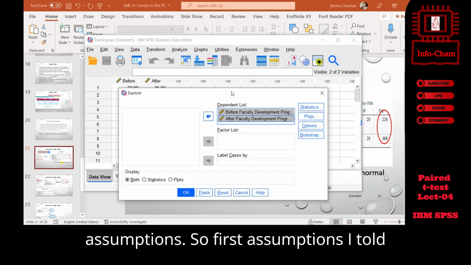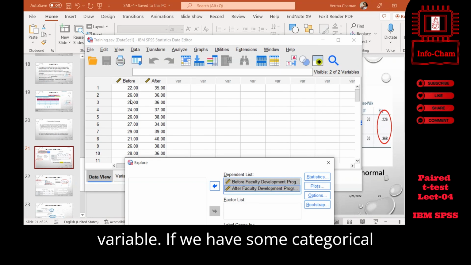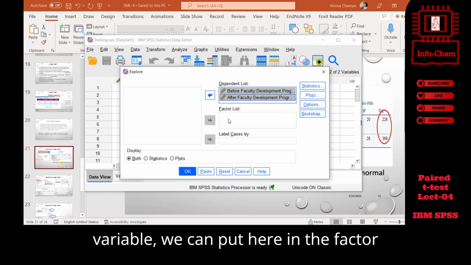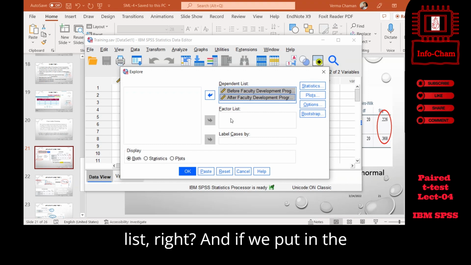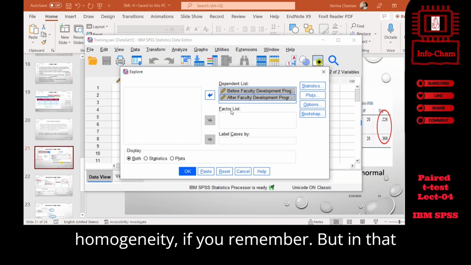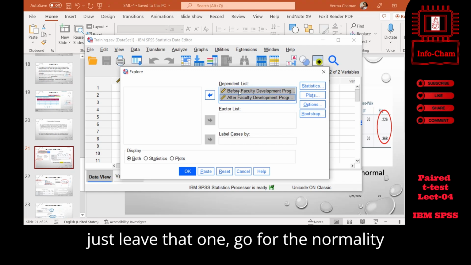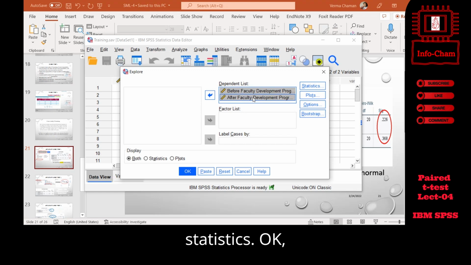So the first assumption I told you, because here we have no categorical variable. If we have some categorical variable, we can put it here in the factor list, right? And if we put it in the factor list, we can also apply the second rule, that is equal variance or homogeneity, if you remember. But in this case, we have no categorical variable, so just leave that one and go for the normality statistics.